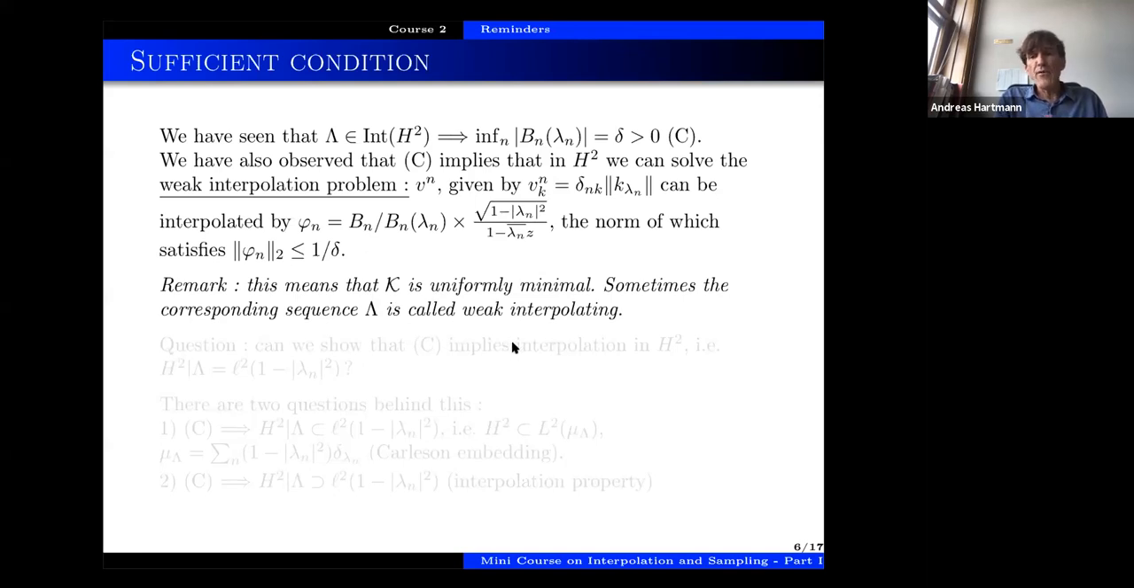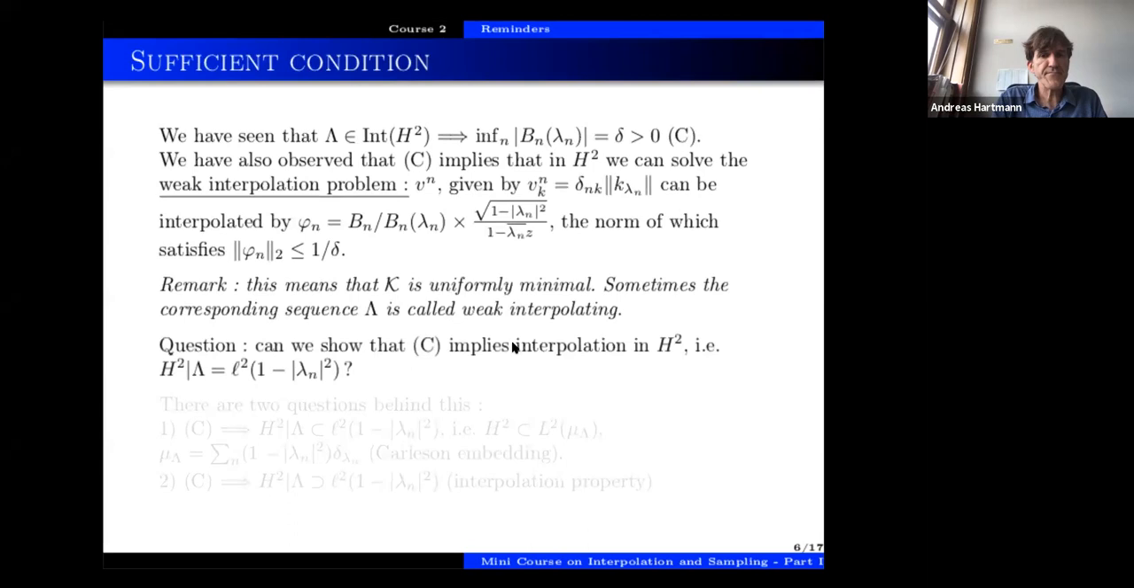All right, and we will see a little bit later, or in a sense now, one question: does uniform minimality already imply basisness or Riesz sequence property? And I will come back to this question later.